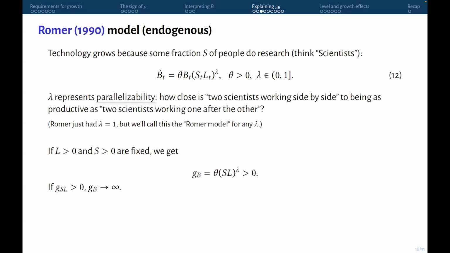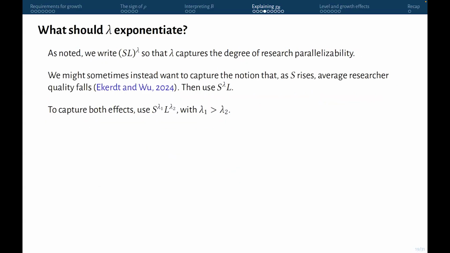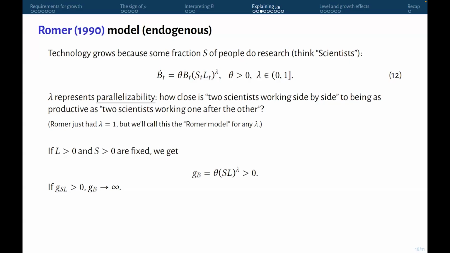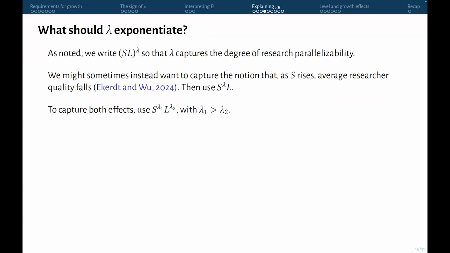However, if the population grows, and or the share of people doing research grows, if that can't grow indefinitely, of course, it would run into 100%. But starting out so low, it could grow at a fast rate for a long time. So if the total research population grows, the exponential rate of growth of labor augmenting technology will itself rise without bound. And this has not been happening. That motivates the Jones model, which I'll get to on the next slide. First, there's this question of what lambda should be exponentiating.